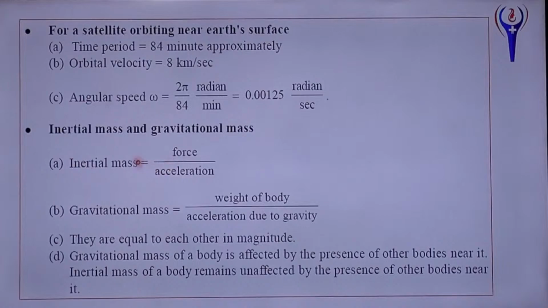Inertial mass and gravitational mass. Inertial mass is force per acceleration. Gravitational mass is the weight of the body divided by acceleration due to gravity. In F equals ma, the mass is inertial mass. In F equals mg, where g is acceleration due to gravity, that mass is gravitational mass. Both are equal in magnitude, but the difference is gravitational mass is affected by the presence of another body nearby, but inertial mass is not affected by other bodies nearby. That is the only difference.